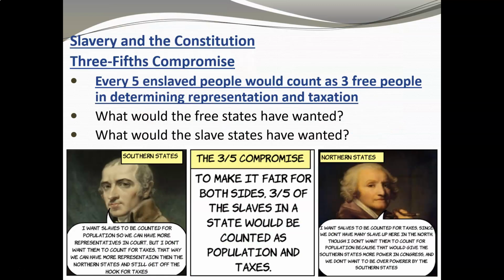Now, one of the other issues was slavery. One of the compromises they came up with here was the Three-Fifths Compromise.